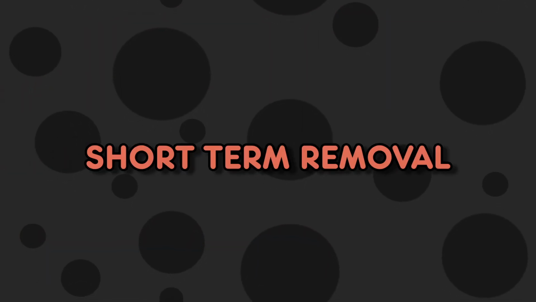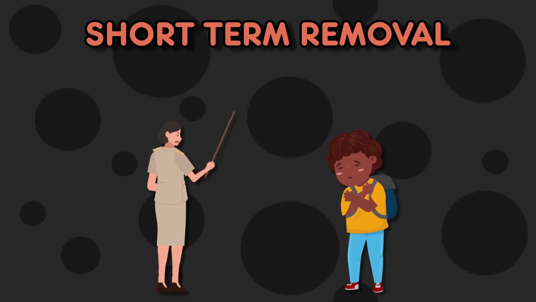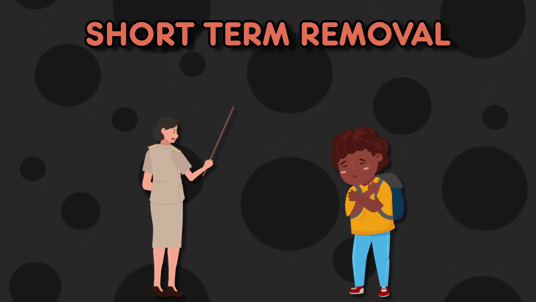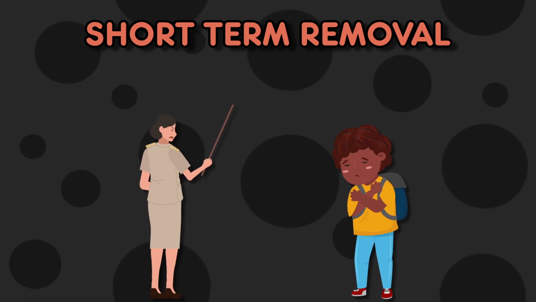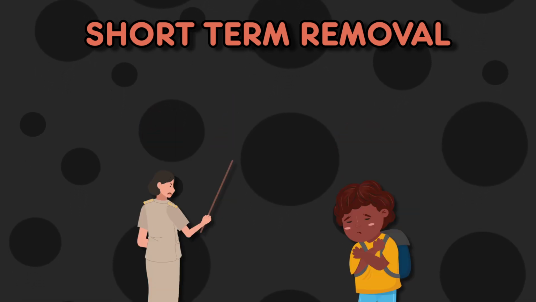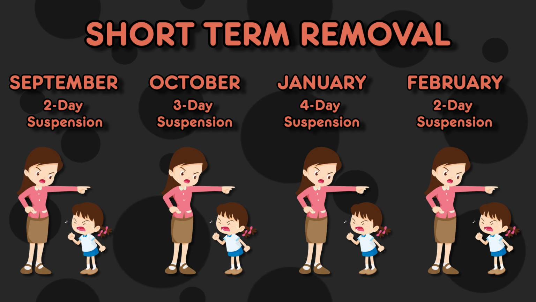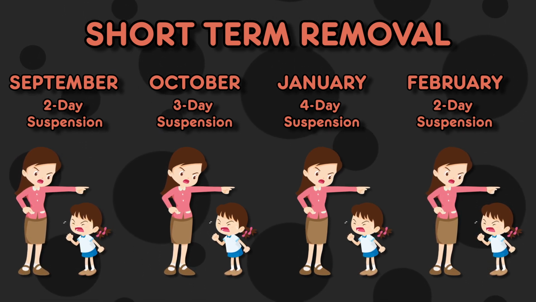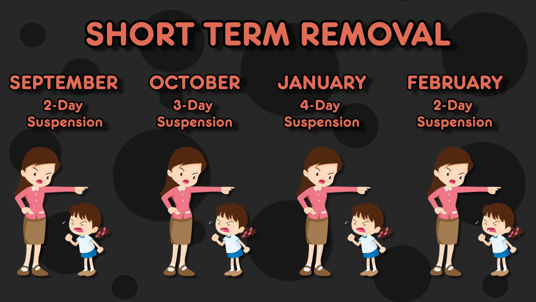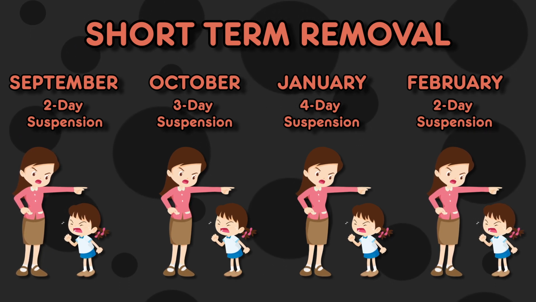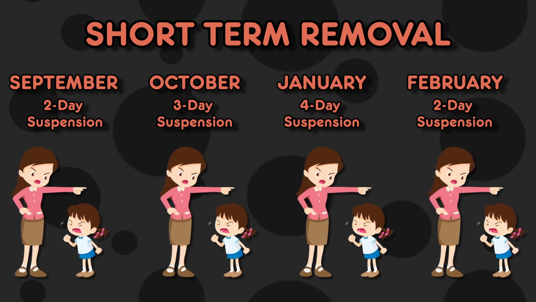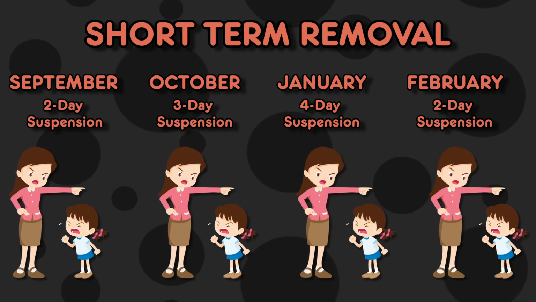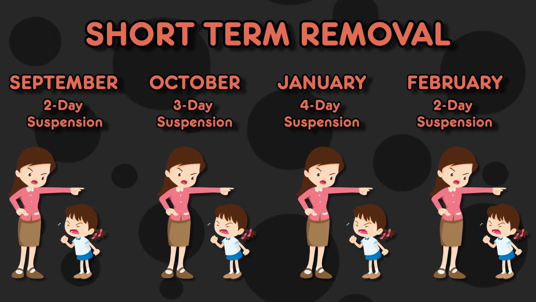With the short-term removal, the school has the authority to discipline your child like they would discipline any other child without a disability if it's up to 10 days in a school year. So for example, if they broke a school rule in September, they were suspended for 2 days, then they broke another one in October, and they were suspended for 3 days, that's 5. And then they broke another one that was pretty serious in January, so that was 4 days. So right now we have 9.